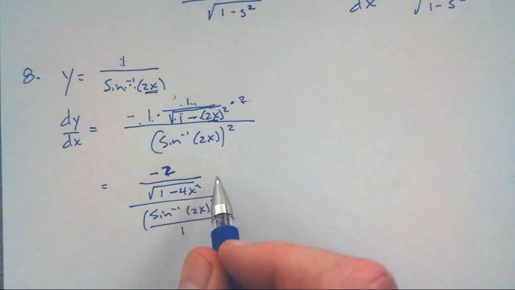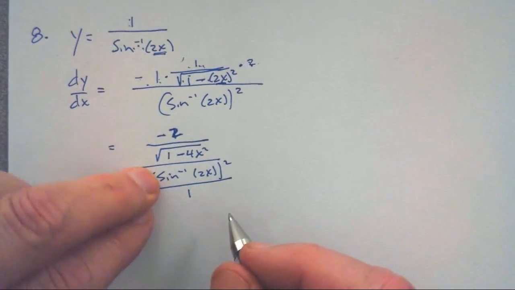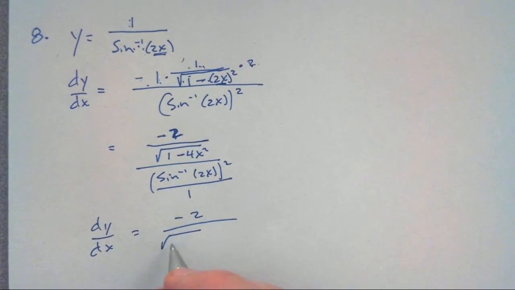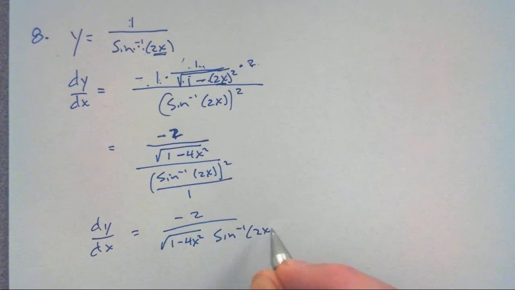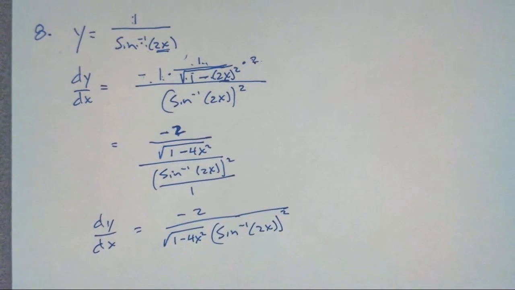So now if I flip and multiply, I end up with dy dx, flip this, 1 times negative 2 over, got a mess, 1 minus 4x squared times sine inverse 2x squared. And I believe that is a back of the book answer.